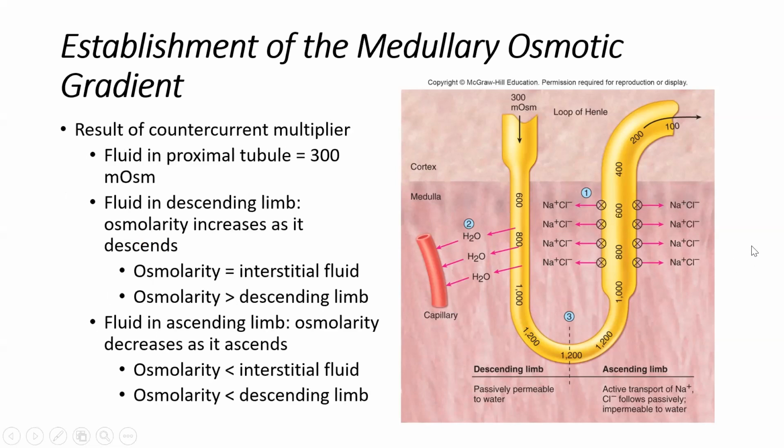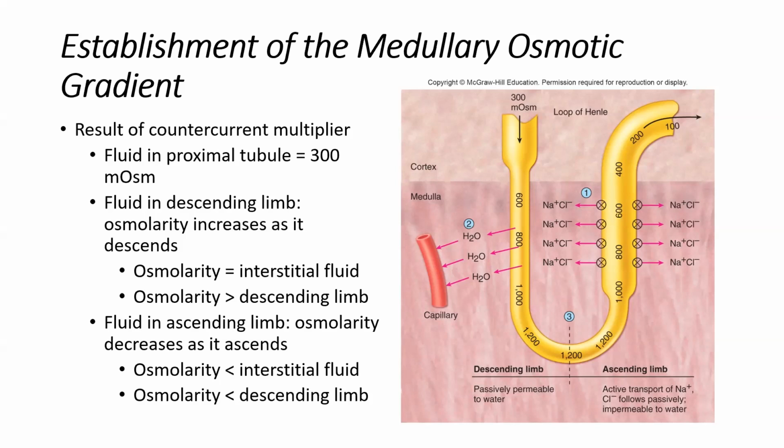Okay. So the result of the countercurrent multiplier is that we start off with fluid in the tubule with an osmolarity of 300, but by the time we get to the end of the loop, right? So we start off with an osmolarity here at 300. By the time we get to the end of the loop of Henle, we now have an osmolarity that is less than the osmolarity of our plasma.